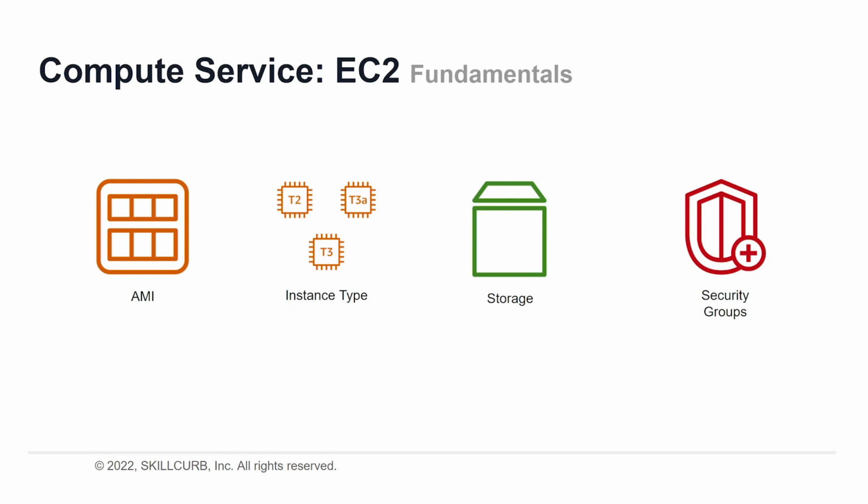The first one is the Amazon Machine Image, or the AMI, that your instance is going to be based on. Then comes the type of instance that you want to set up. Then comes the storage that you want to give to your instance. And then lastly, the way you want to handle the accessibility of this instance via security groups. We're going to take a look at all of these.